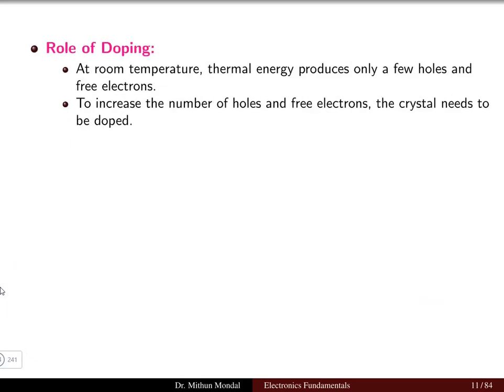Now what is the role of doping and what is doping? Doping is basically the impurities which are added to the semiconductor. We will discuss this in more detail ahead. So at room temperature, thermal energy will produce only a few holes and a few free electrons. So the conducting particles, whether holes or electrons, at room temperature will be very few, and this has to be because of the thermal energy.